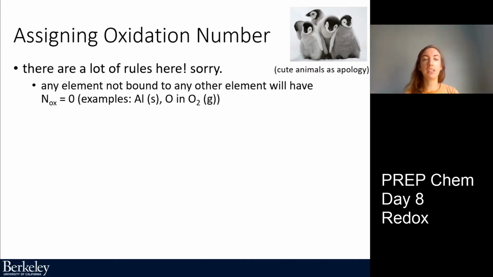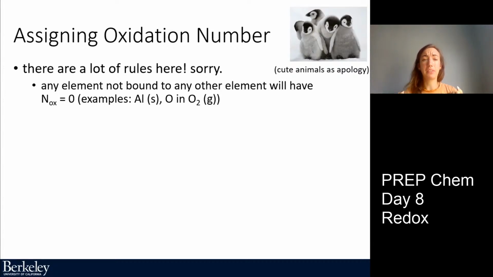The first rule is that any element not bound to any other element will have an oxidation number of 0. So if I have solid aluminum metal that's uncharged, it's going to have an oxidation number of 0. If I have an O2 molecule, oxygen is bound to another oxygen, but not to a different element, then the oxidation number of both oxygen atoms is 0.